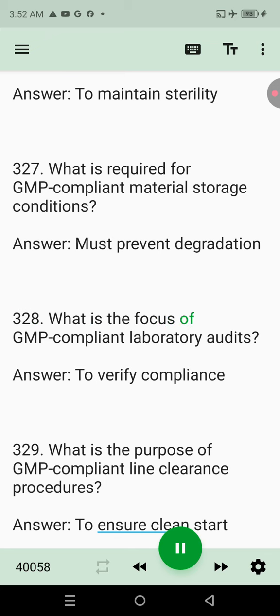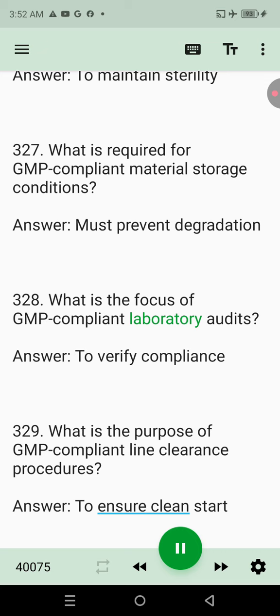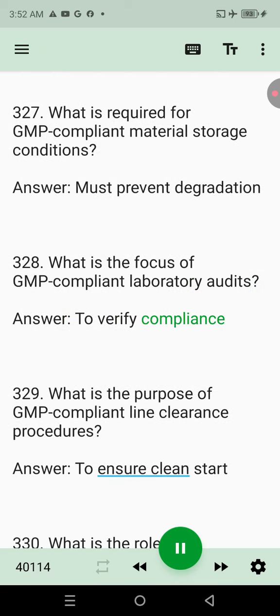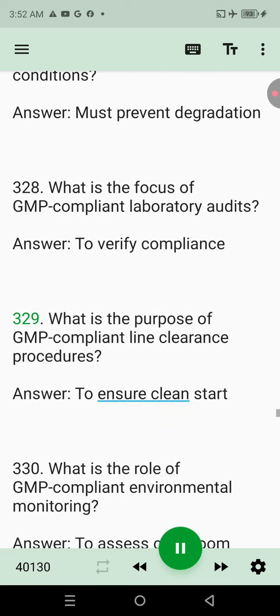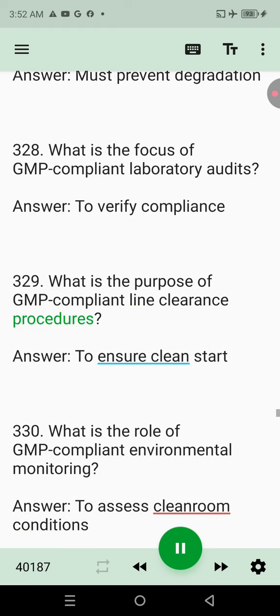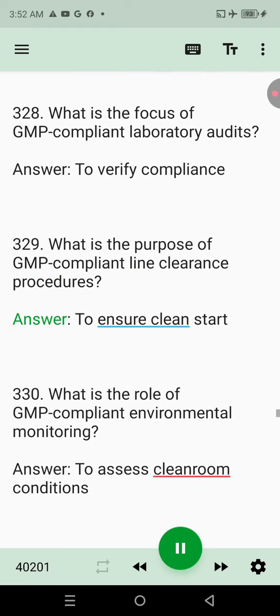328. What is the focus of GMP-compliant laboratory audits? Answer: to verify compliance. 329. What is the purpose of GMP-compliant line clearance procedures? Answer: to ensure clean start.